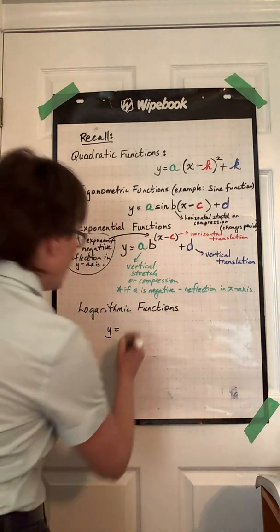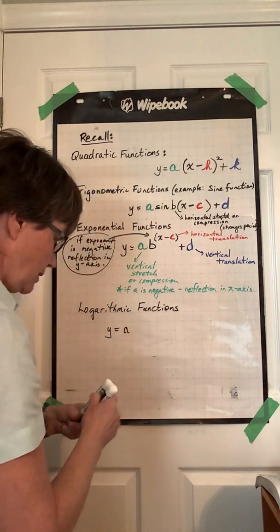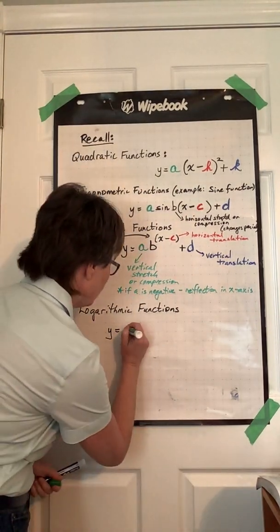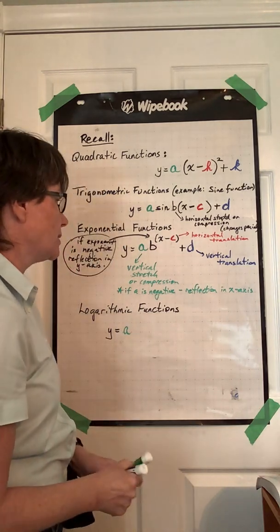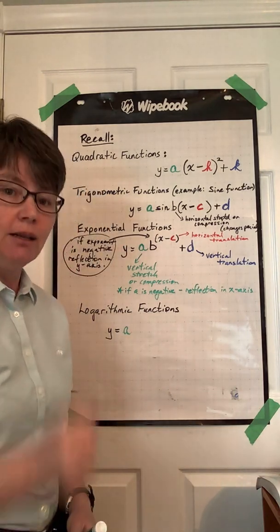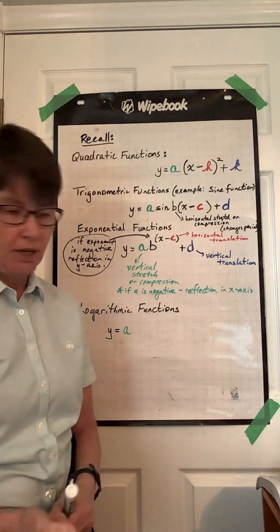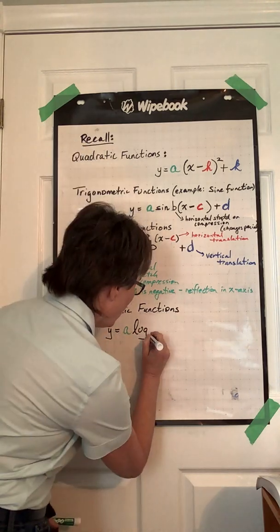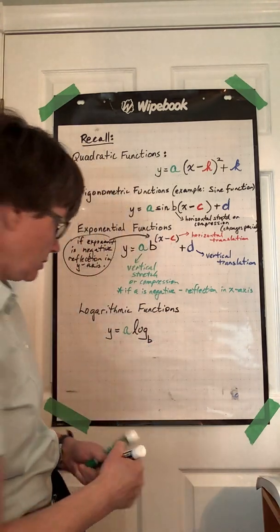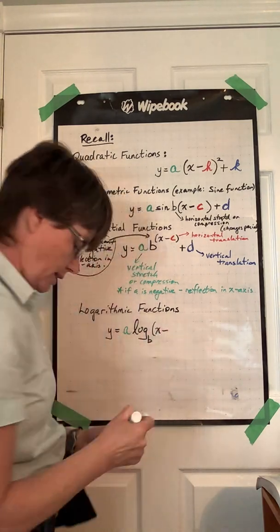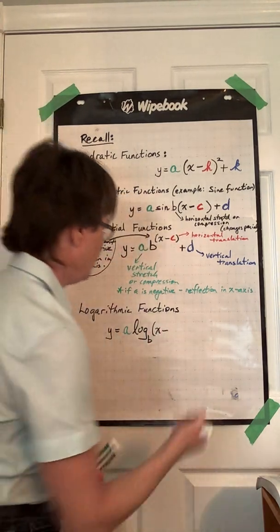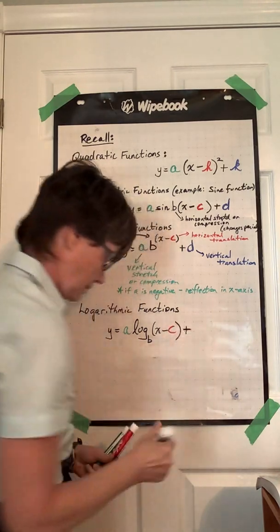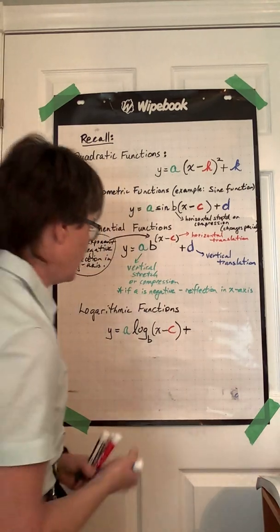So, transformational form of a logarithmic function. Whoops, still has an A. Still put that in green. And still means the same thing as before, vertical stretch or compression. If A is negative, reflection in the x-axis. Then we have log and the base. That's where the base goes. And we have C here. And plus D on the outside again.